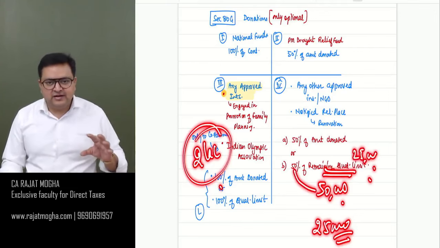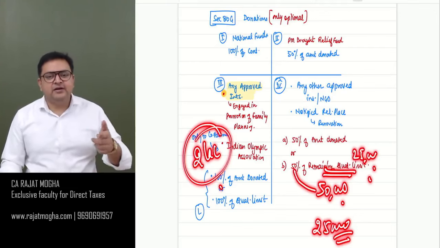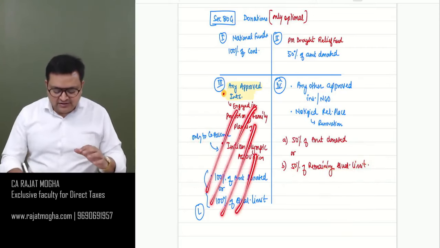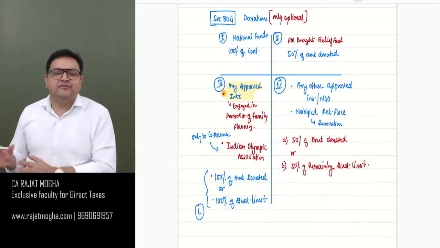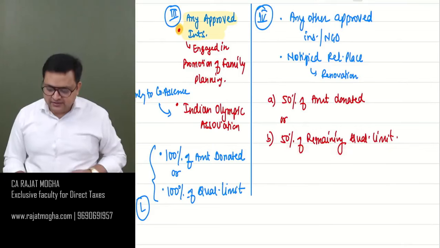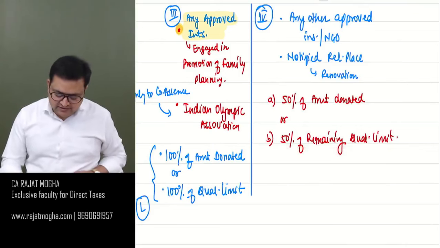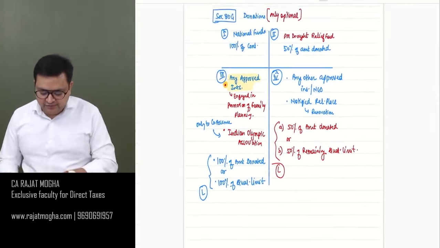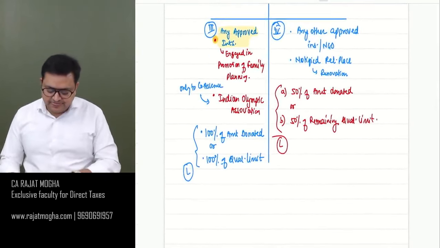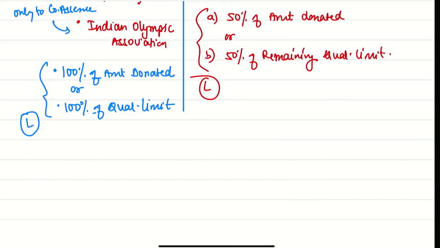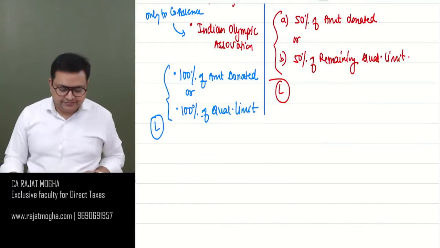Have you got this idea? What is the remaining qualifying limit? Whatever is your qualifying limit, whatever is exhausted in the third, just see what your remaining qualifying limit is. And for the remaining qualifying limit, you have to take 50%, and whichever is lower, you will get the deduction. Now write what a qualifying limit is.